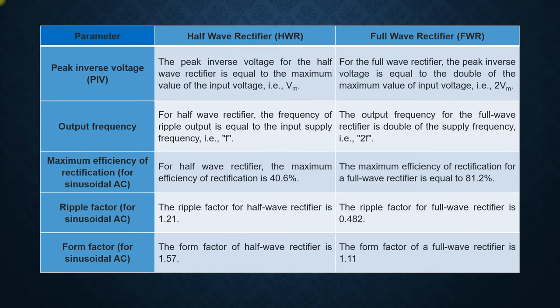Because of this reason we go ahead with the bridge rectifier. In a bridge rectifier, the voltage is still 2 Vm, but fortunately two diodes are in conduction and two diodes are not in conduction. So this 2 Vm voltage is borne by two diodes, and each diode holds only Vm. That is the advantage of the bridge rectifier compared to the center tapped rectifier.